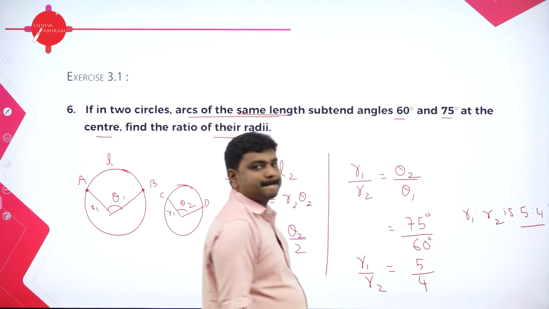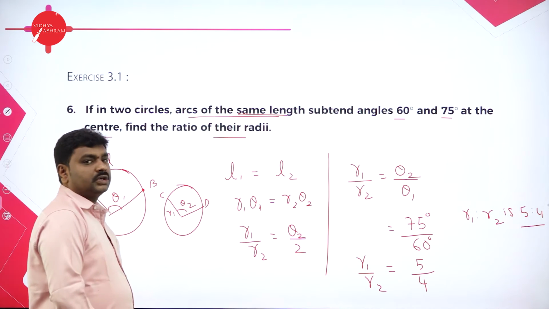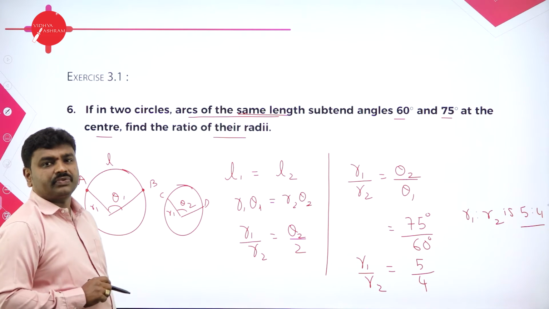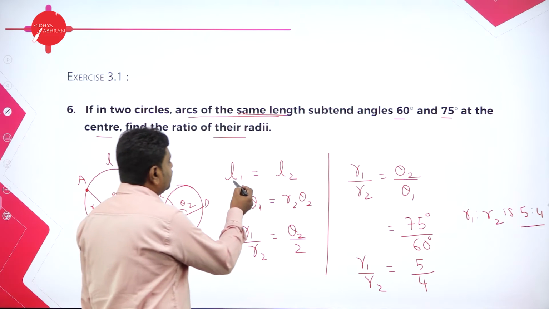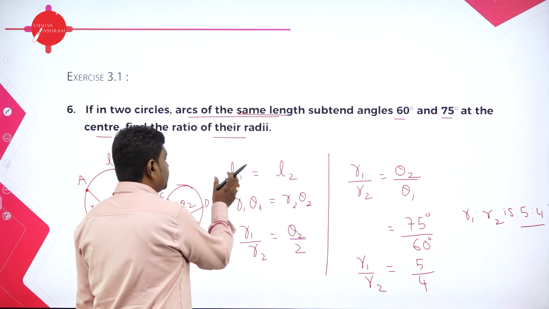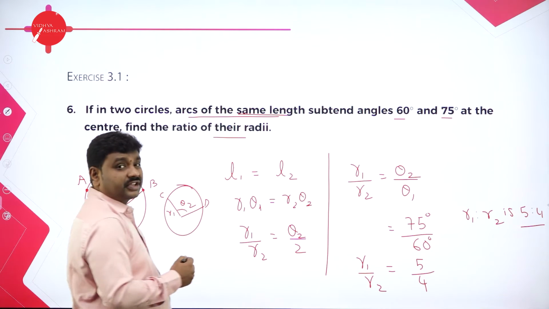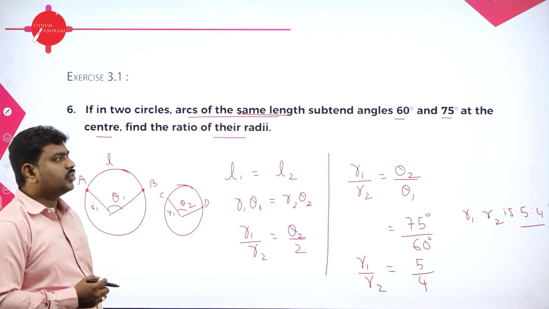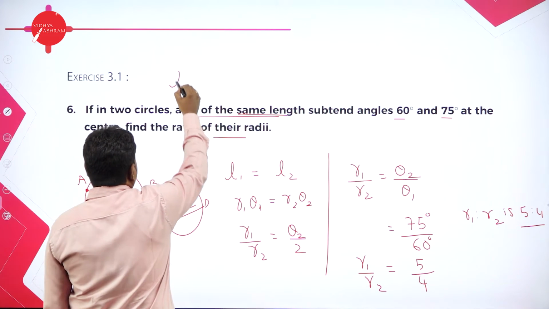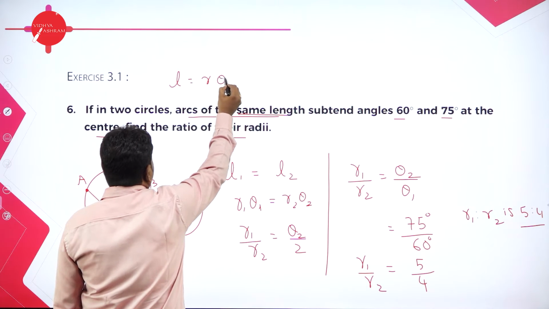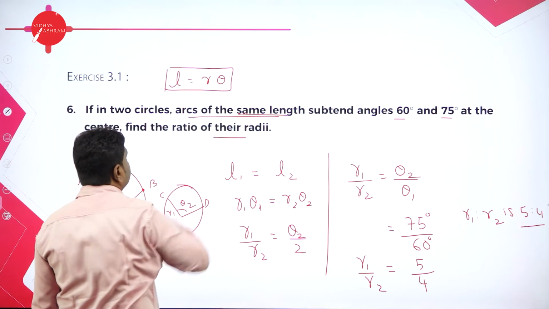That's it. I hope all of you got it. So they have different radii ratio, but the same arc length. Same arc length means the arc length of the first arc is equal to the arc length of the second arc, that is L1 is equal to L2. All of you know the formula for arc length. What is arc length? Radius into the angle subtended at the center.